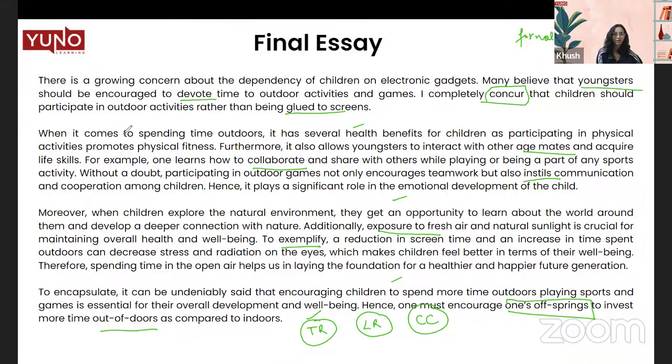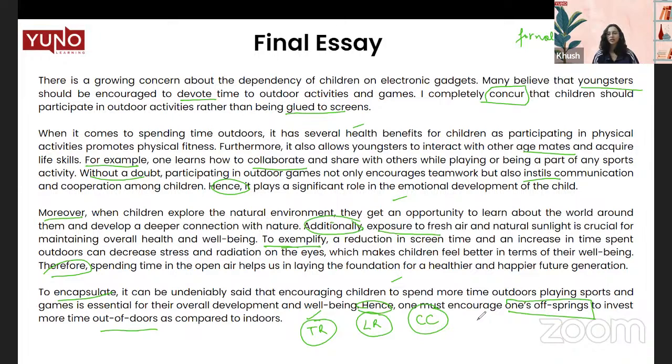With the use of linkers, for example, then, moreover, to exemplify, additionally, without a doubt. That is also something, hence, trying to connect, to encapsulate, therefore, hence. So these are all the ways you can use these connectors to improve coherence and cohesion in your essay.